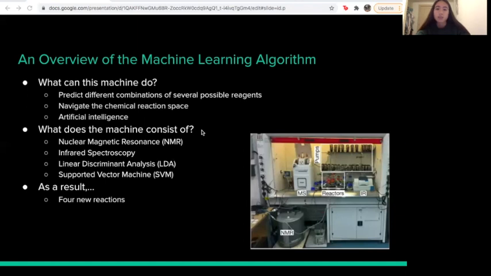An LDA, which is used for modeling differences in groups and can be used to explain the relationship between a group and an object, and an SVM. It's a computer algorithm that learns by example and assigns labels to objects. As a result, 4 new reactions were discovered using this robot. As you can see in the figure in the right-hand corner, it displays the machine learning algorithm and all the techniques that it consists of.